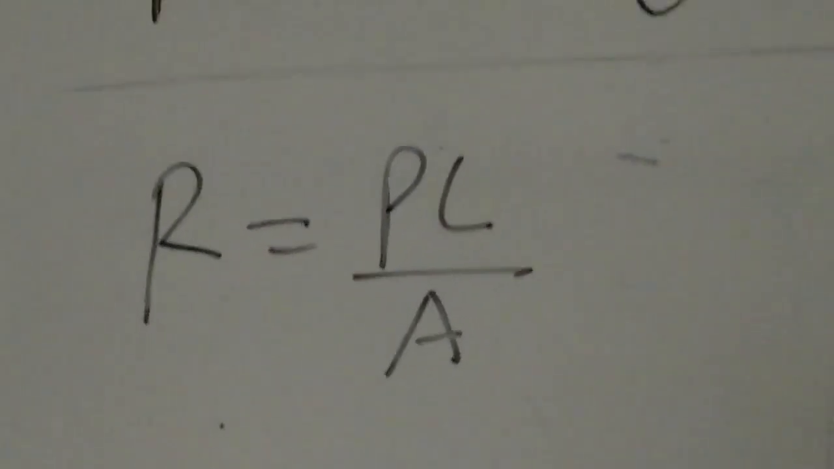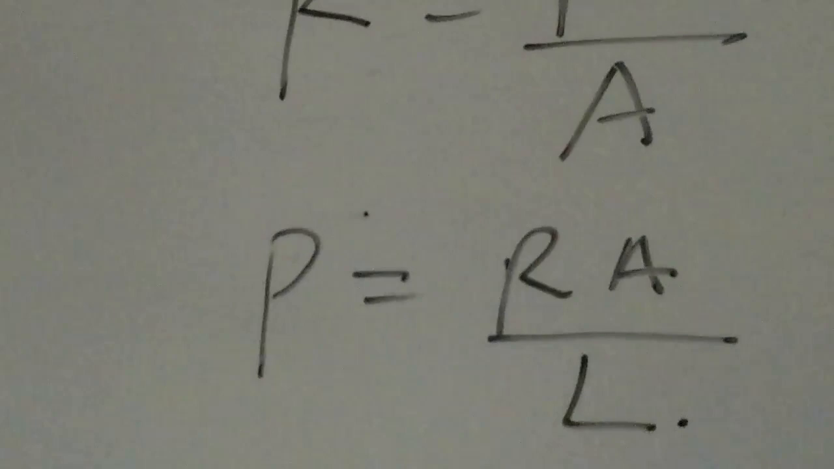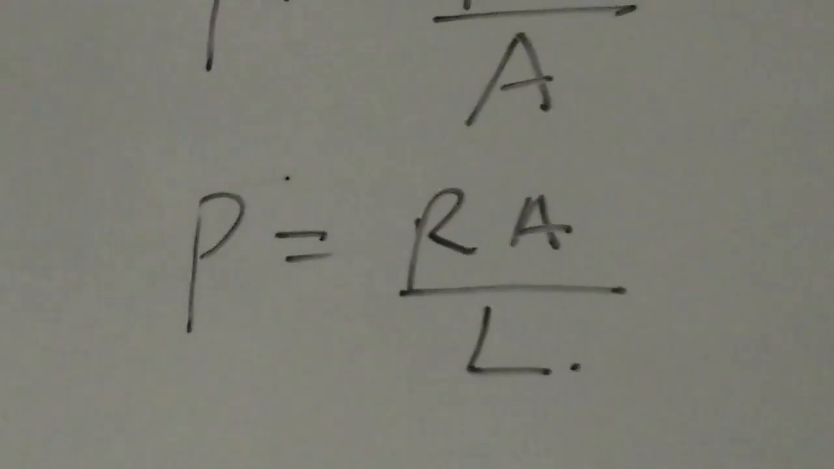So from the formula of resistivity, we know that resistance is given by rho L over A. That is the connection between resistivity, resistance, length, and cross-sectional area. Then if you make rho the subject, resistivity rho becomes RA over L. We can get some derivation from this equation.